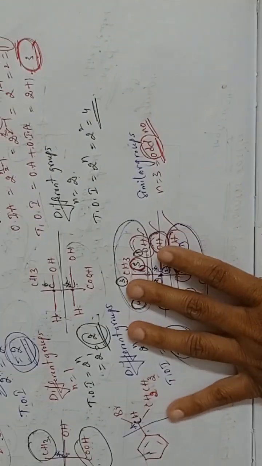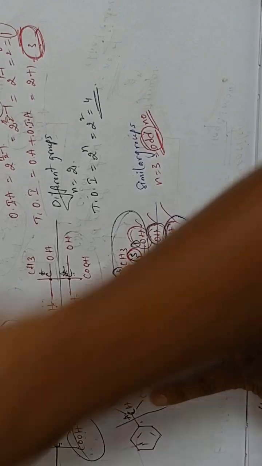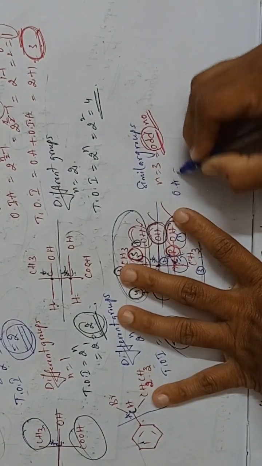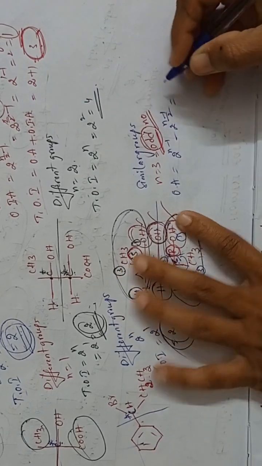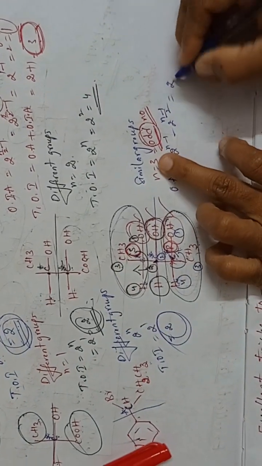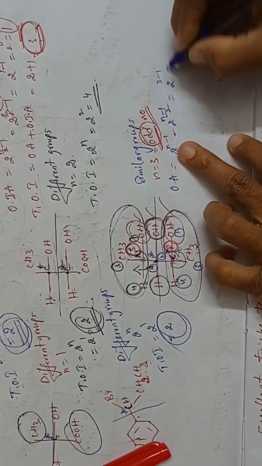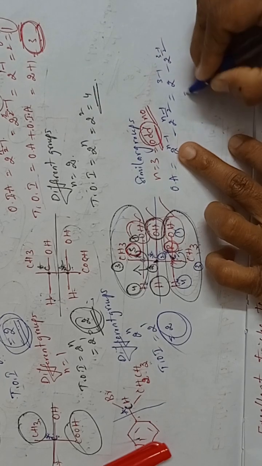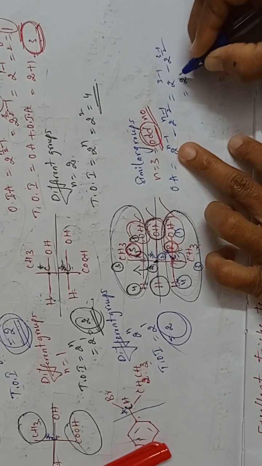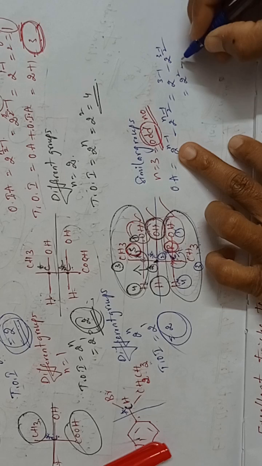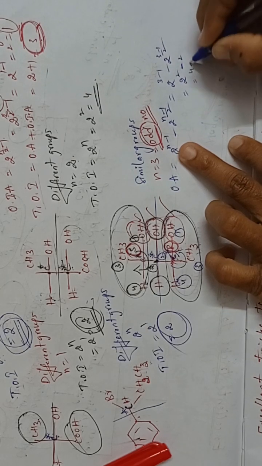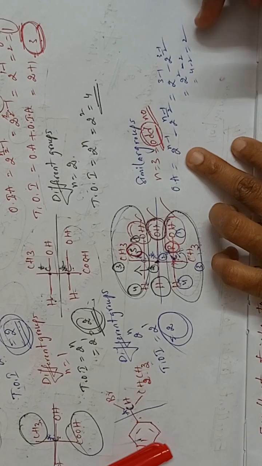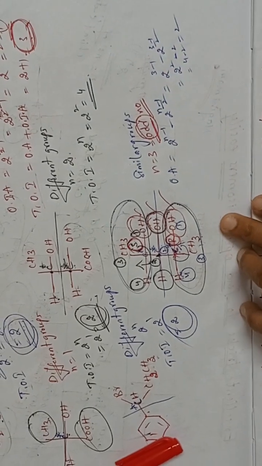Okay, now use the formula, students. How to calculate optically active? What is the formula? 2 power n minus 1 minus 2 power (n minus 1) by 2. n is equal to 3, substitute here. 2 power 3 minus 1 means 2 square, minus 2 power (3 minus 1) by 2, 2 power 2 by 2, that is 2 by 2, 1, 2. Then 4 minus 2, you will get 2. Understanding? 2 optically active isomers you will get.